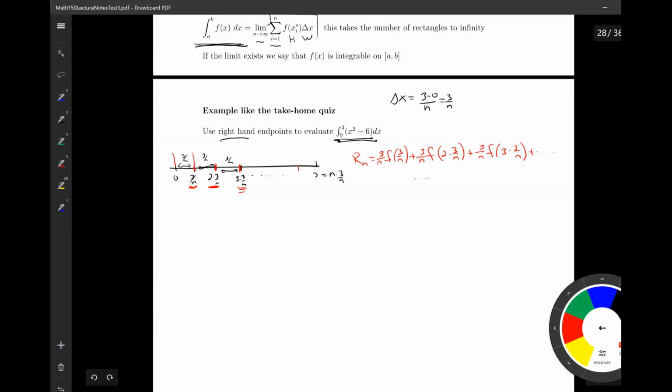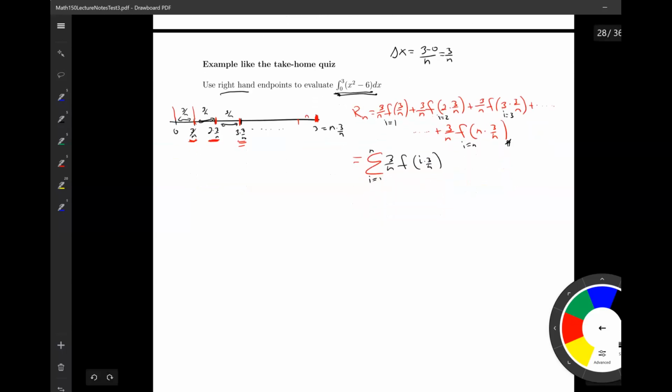Okay, so I come to the last rectangle, rectangle number n. The right-hand endpoint will be this one. So I have 3 over n, f of n 3 over n's. All right, so let's write this as a sum. What I want to do is make i equal 1 to n, so that when I plug in i equal 1, I get that. i equal 2, i equal 3, i equal n. This is usually the nice one to look at to get a feel for the pattern. So I see this is going to be 3 over n, f of i times 3 over n. And just make sure it works with all the rest of them, and it does.